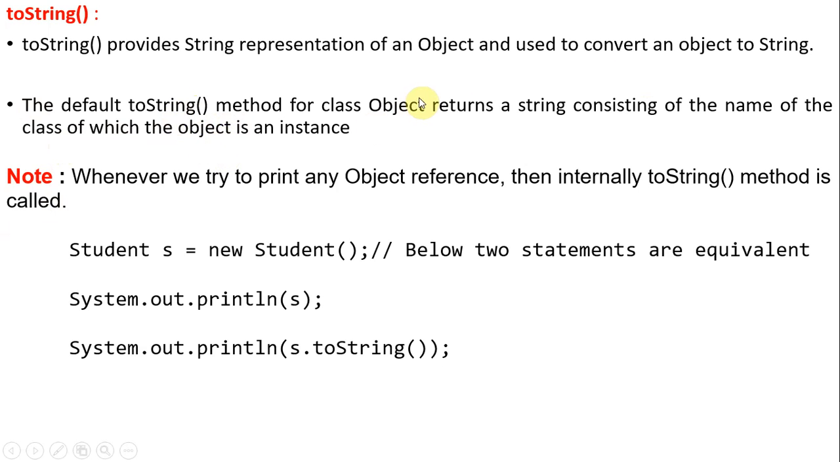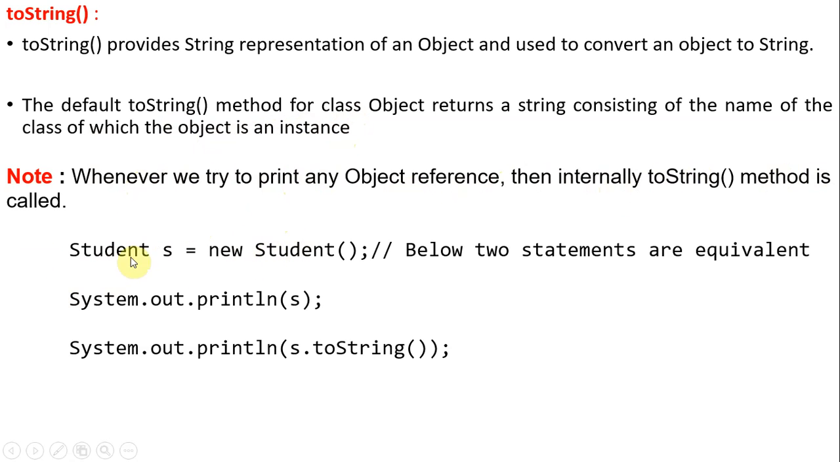So Object is a superclass, and the subclasses of Object will use this toString. Object is the superclass and subclass objects will use this toString. It will return the class name in the string format. So whenever we try to print any object reference, then internally the toString method is called.